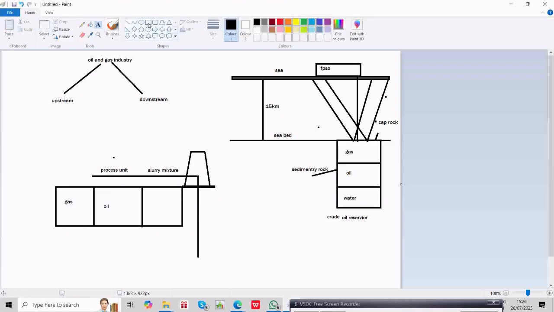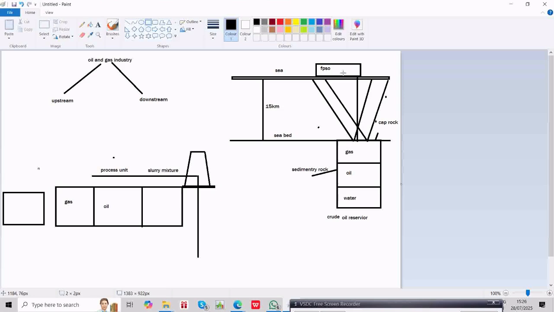Now at the back side of the FPSO they have one more ship standing there, and they offload everything to that, because you cannot move this FPSO from here, correct? It will always remain here only, right?